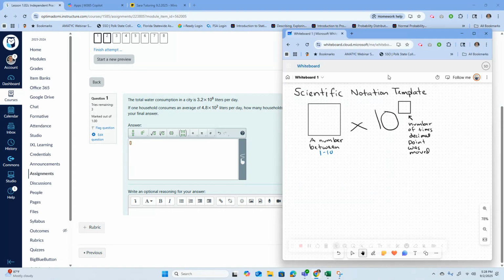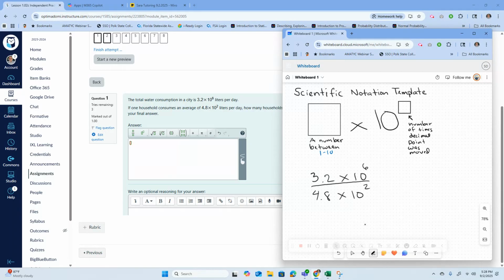So what I'm doing is I'm dividing 3.2 times 10 to the sixth power, which is the total water consumption. I'm gonna divide it by how many liters of water a household drinks by day. Okay, and that will give me the total number of households.